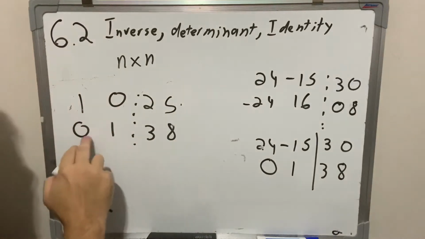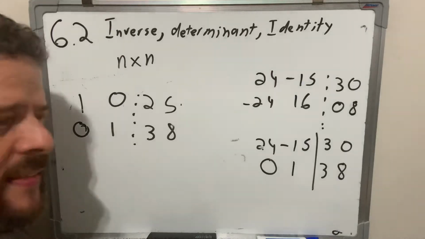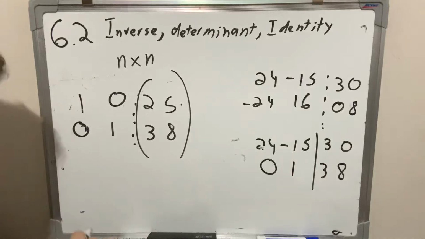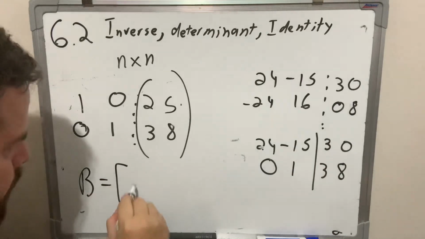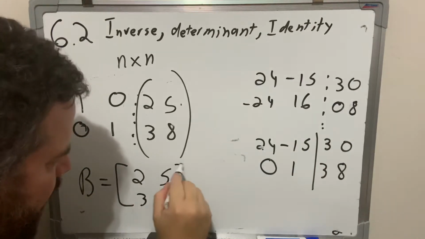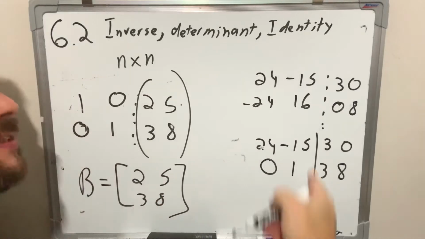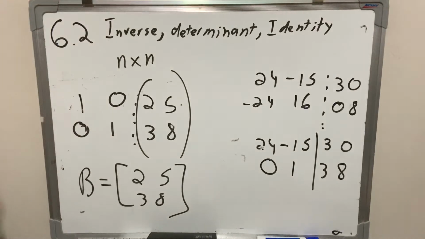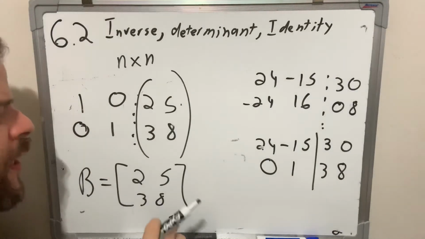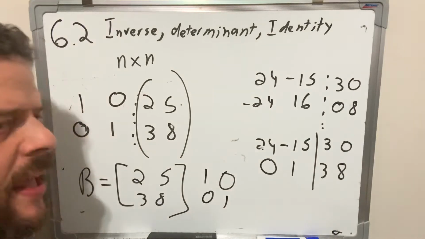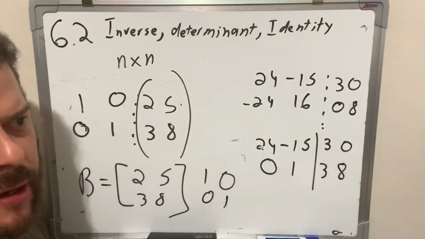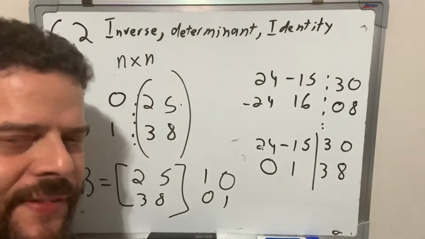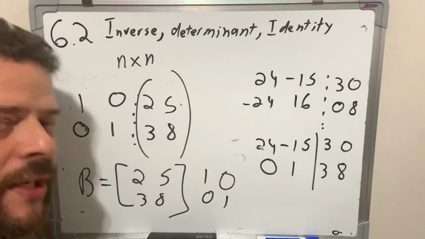Now that I have the identity matrix on the left-hand side, the inverse matrix of the original matrix is this matrix. 2, 5, 3, 8. If you multiply that matrix by the original one, you will get the identity matrix. So again, to repeat, you equal your original matrix to the identity matrix, and then use Jordan-Gauss elimination to end up with the identity matrix on the left-hand side, and the right-hand side will be your answer.